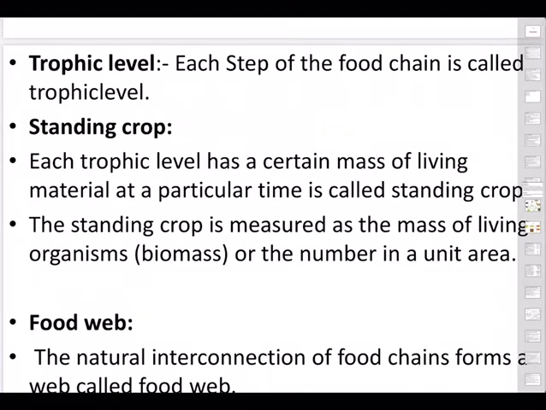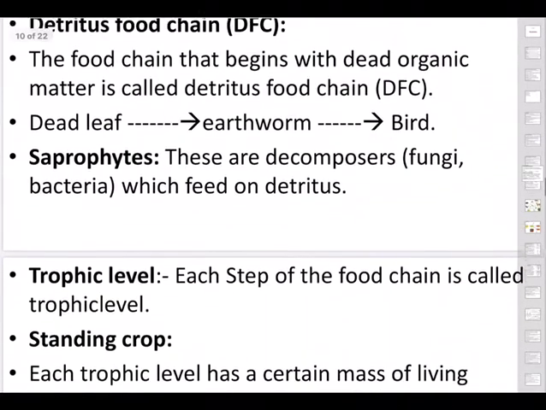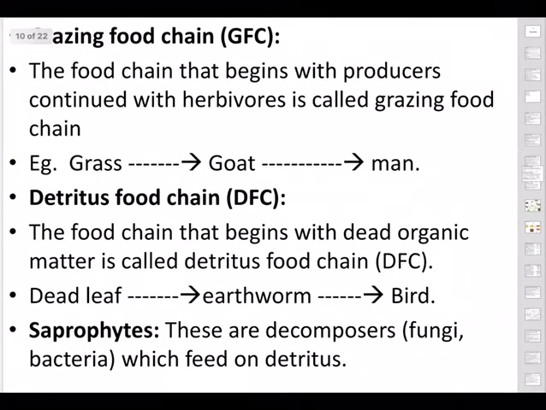So in detritus food chain and grazing food chain, if you carefully observe, in GFC particularly, there is a producer, there is a primary consumer, there is a secondary consumer, there is a tertiary consumer, and top carnivores. Like we say, producers, they're all autotrophs. And phytoplanktons like weeds, diatoms, and other green algae, they're all producers. And these will be eaten by primary consumers like herbivores. Here, grass will be eaten by goat. So goat is a herbivore, primary consumer.